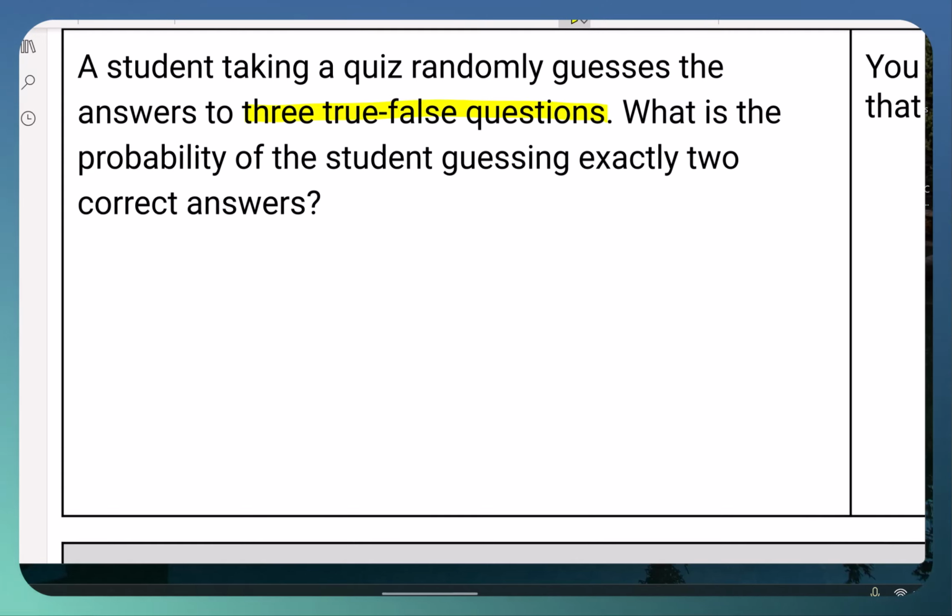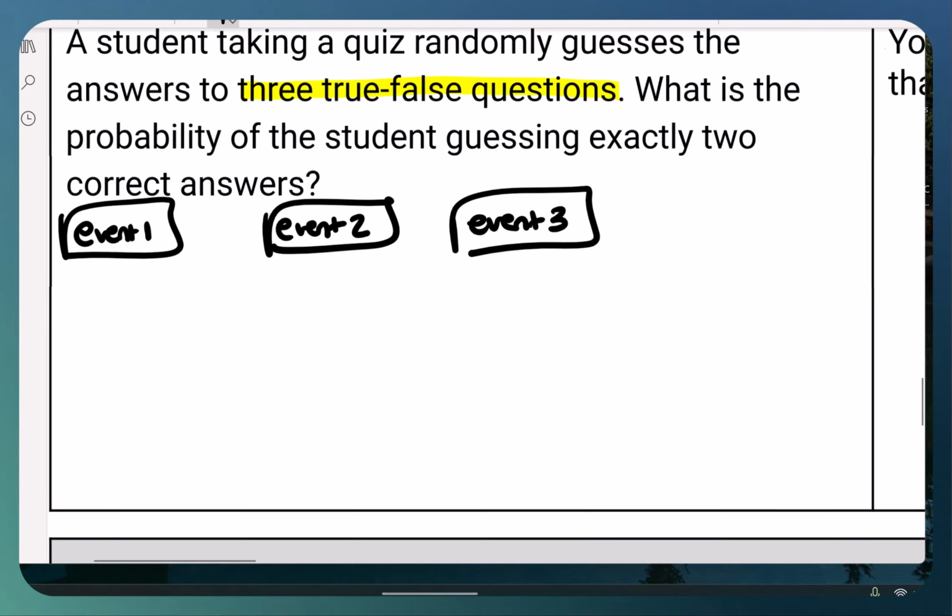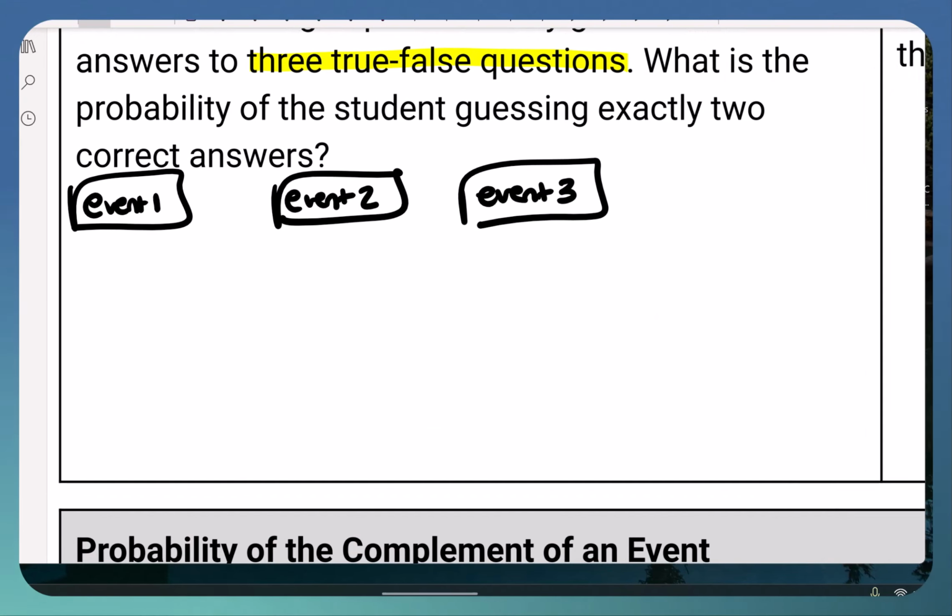So if they are guessing 3 questions, that's going to be 3 events, correct? Okay, so event 1, that's literally question 1. And then you have event 2, that would be question 2. And then event 3 would be question 3. So you have 3 different events. And what we're trying to do is figure out if they got it correct or not.